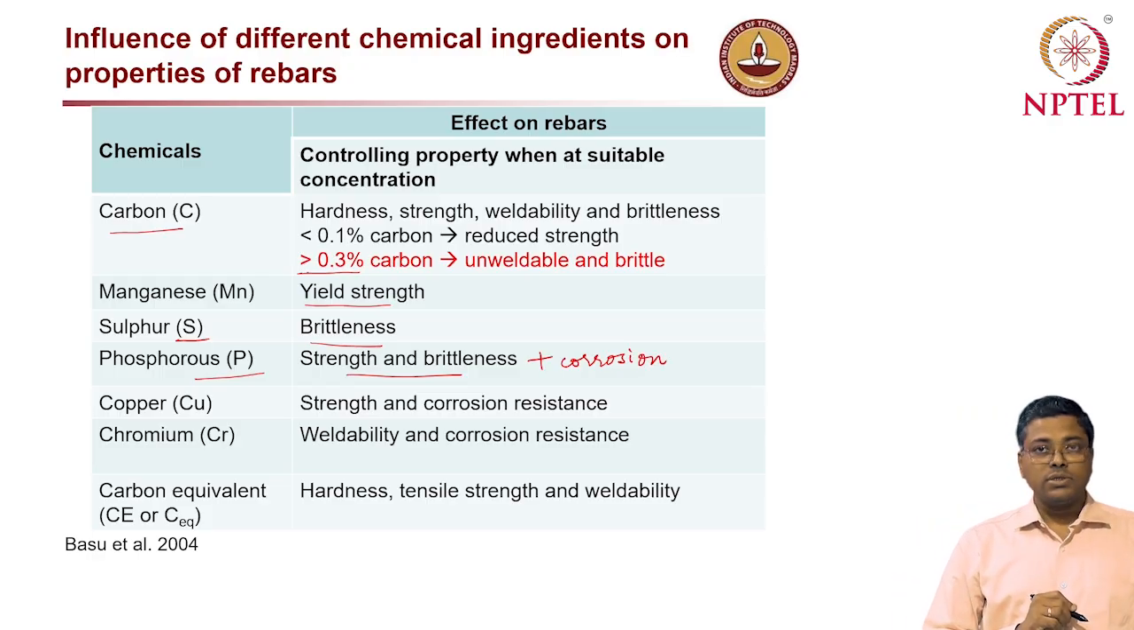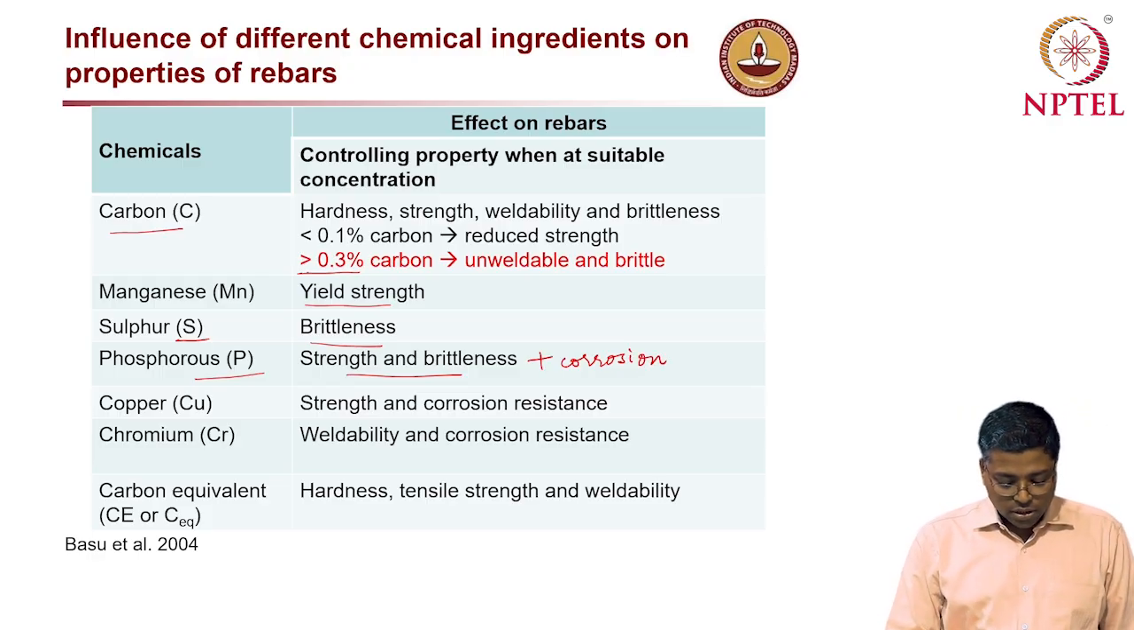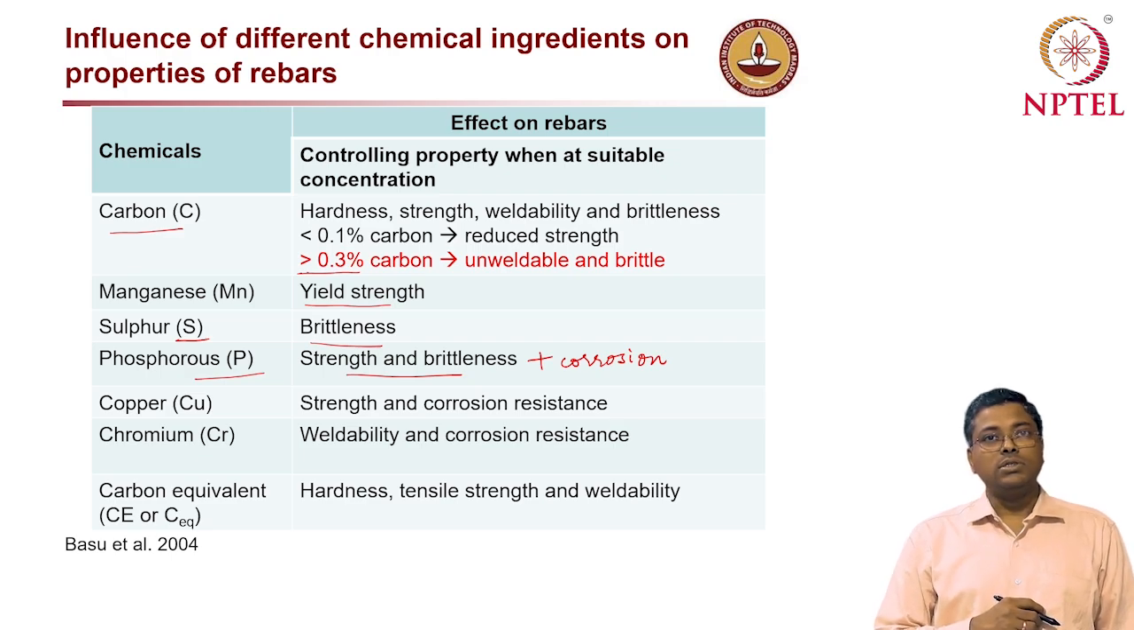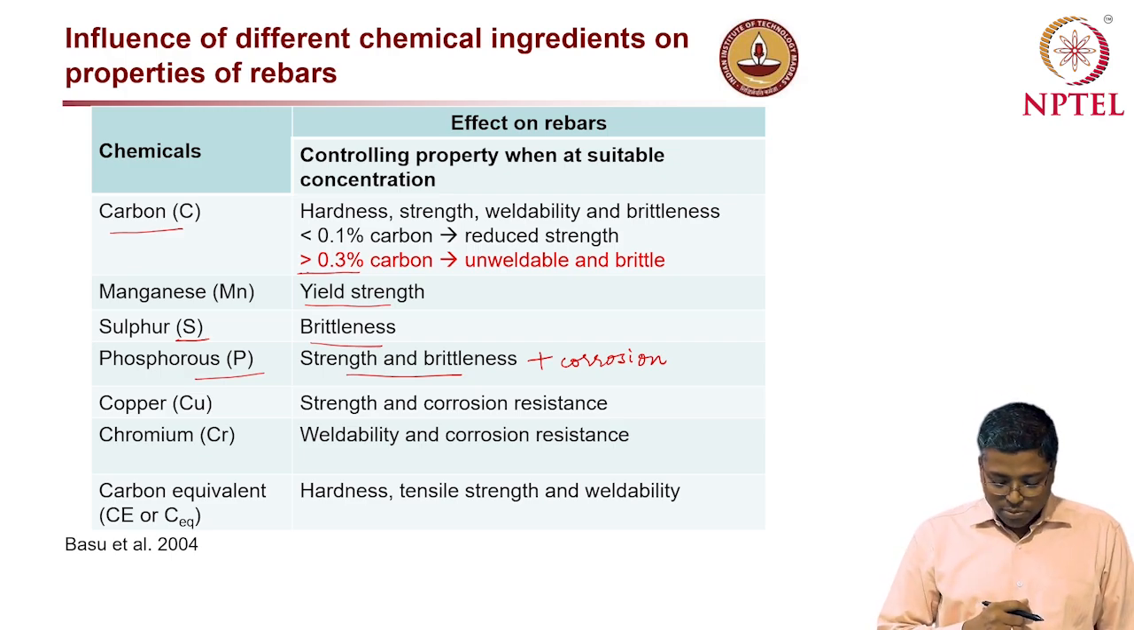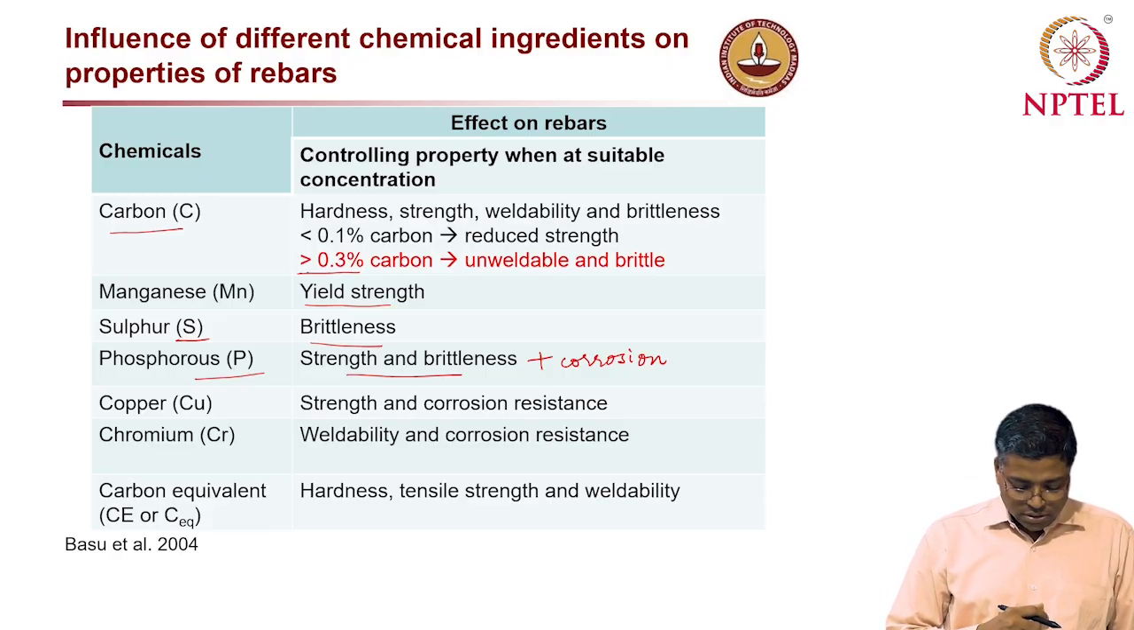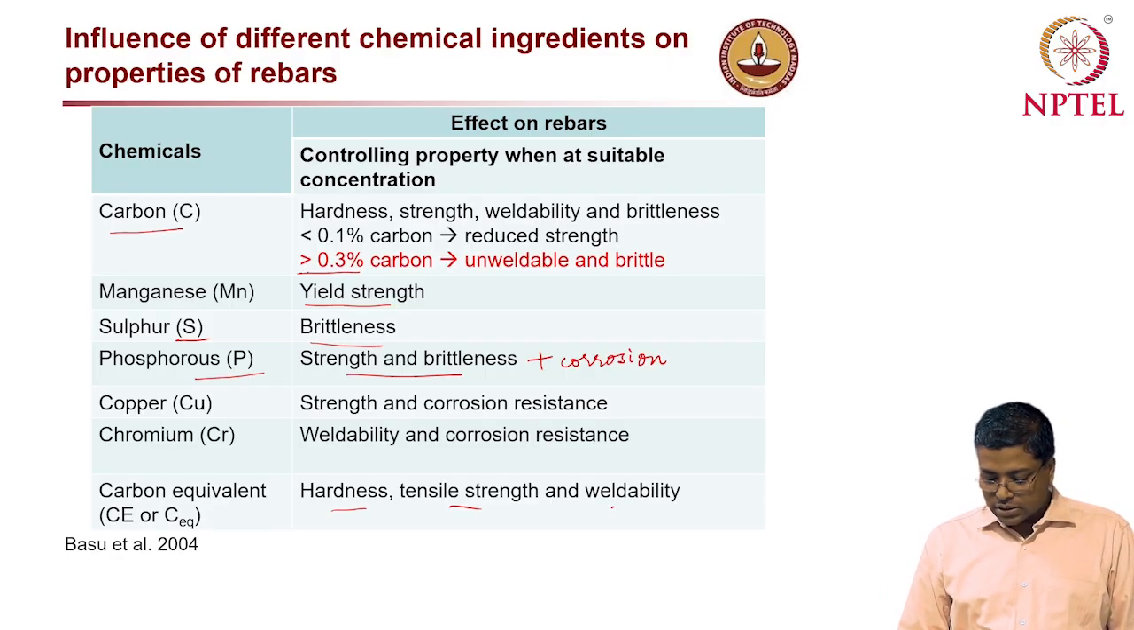Also the phosphorus influences the corrosion properties. Then the copper also influences the strength and corrosion resistance. Chromium influences the weldability and corrosion resistance. Then carbon equivalence affects the hardness, tensile strength, and weld.